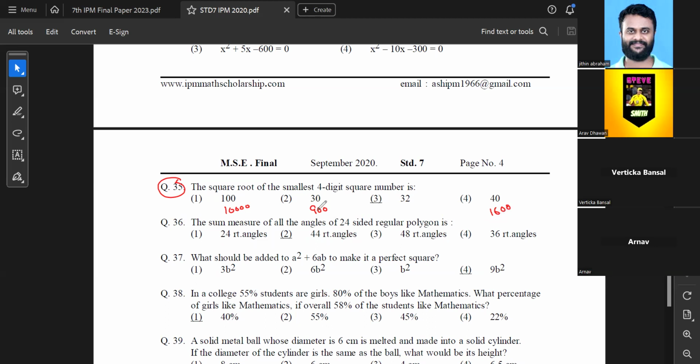And 30 square is 900, which is very close to 1000. So 1000 is my boundary. My number should be just greater than 1000, because it should be the smallest four-digit number. So in this case, without doing any calculation, you can go directly for 32, because 32 square is 1024.